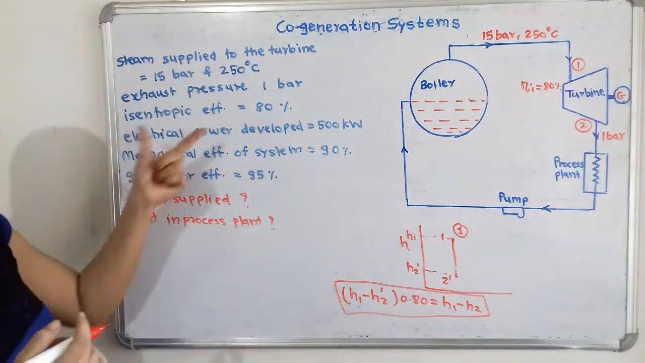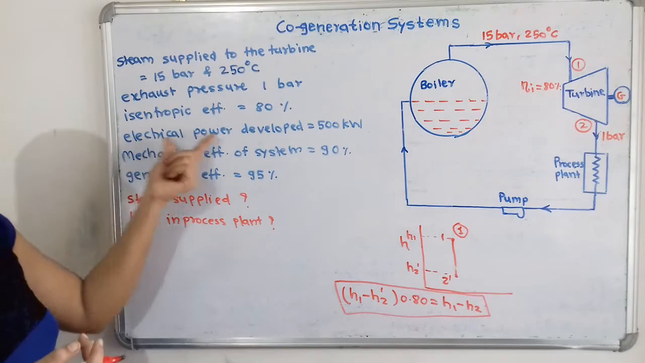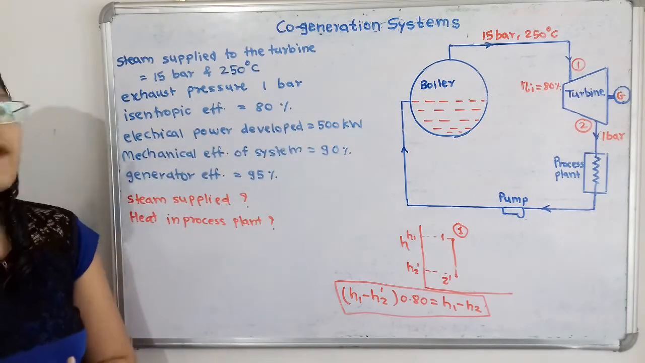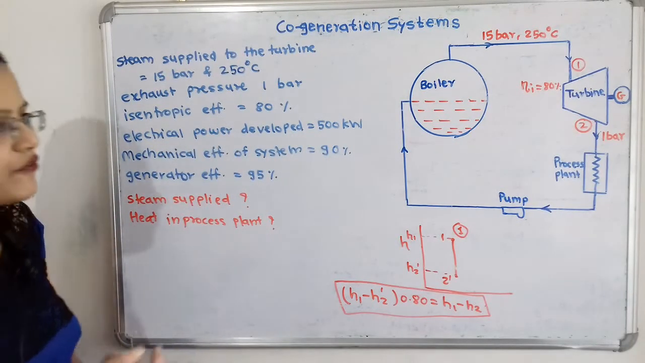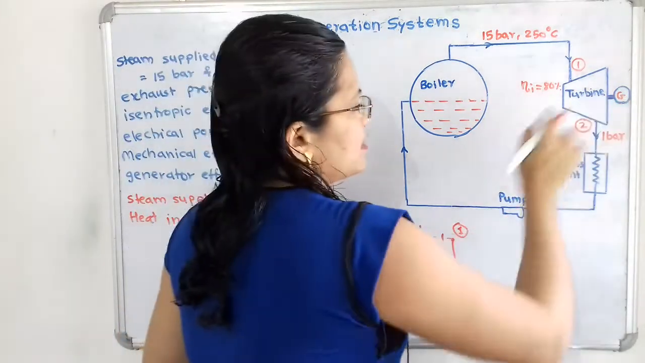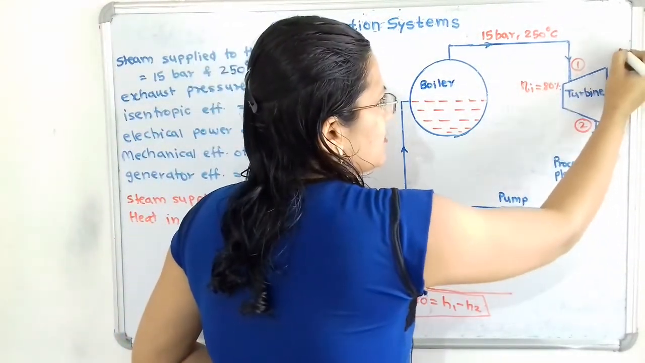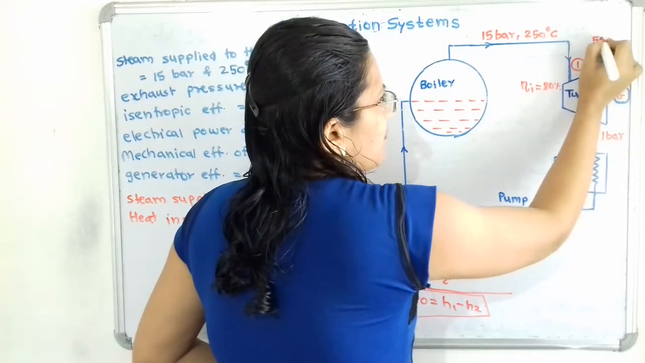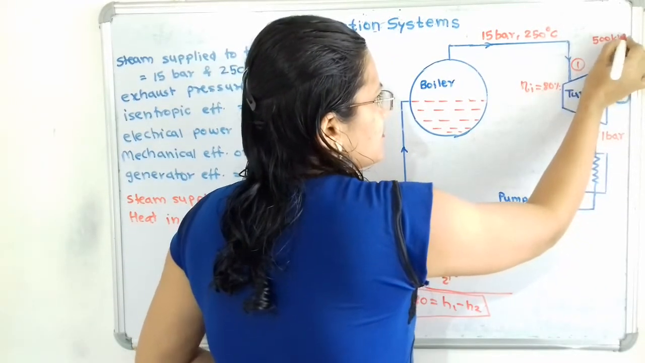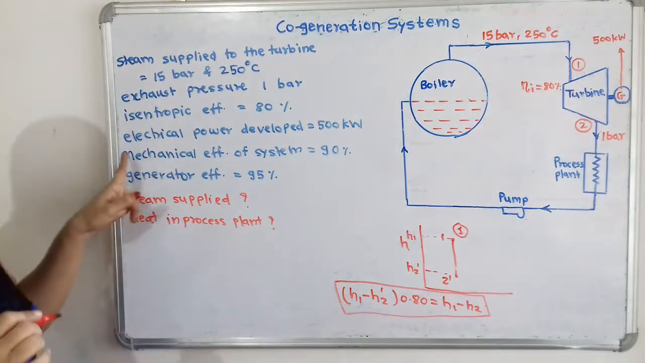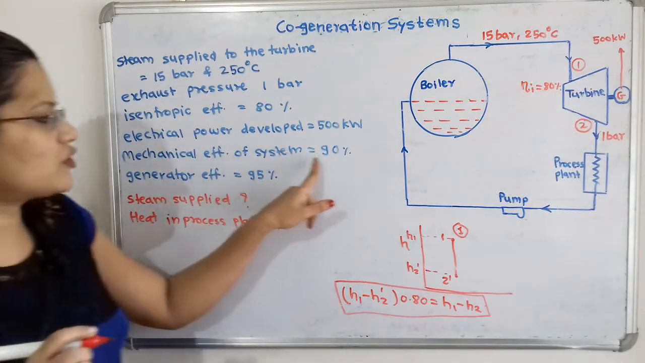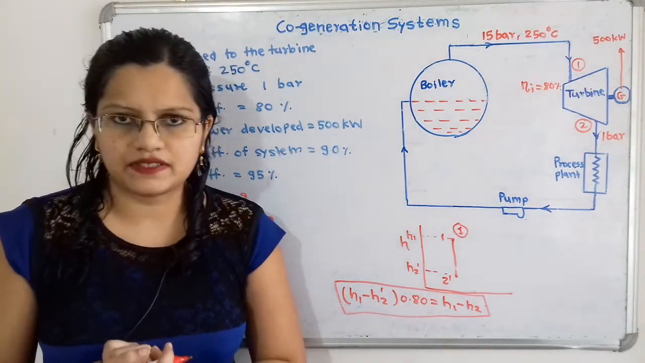Now we will move to the next. Here the electrical power developed is given as 500 kilowatt. Now we know that in the generator electrical power is developed, so we will show that here from the generator the power developed is 500 kilowatt.